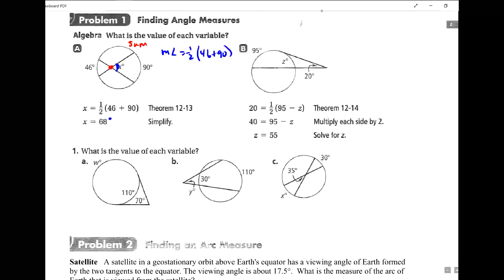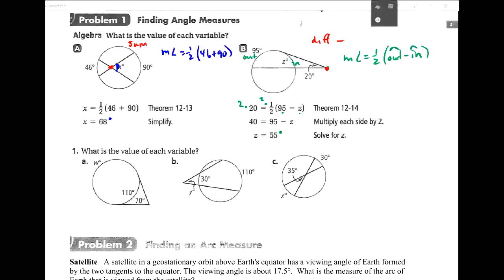This one over here, my point of intersection of my two lines is outside. It's outside, so that's going to be the difference. That's a minus, outside minus inside. So this time I know the measure of my angle is 1/2 of my outside arc minus my inside arc. Outside arc is 95, minus my inside arc measures z. And here what they did is they multiplied both sides by 2 to get rid of that 1/2. We'll get 40 equals 95 minus z, and I just simply solve and get z is 55 degrees, which looks pretty reasonable. We've got small, medium, and large angle measures, so that makes sense.